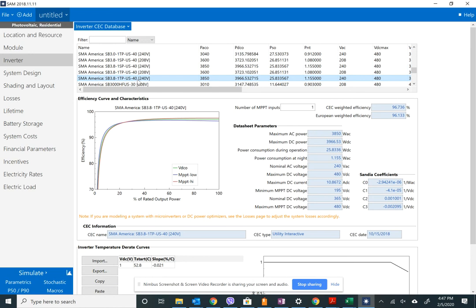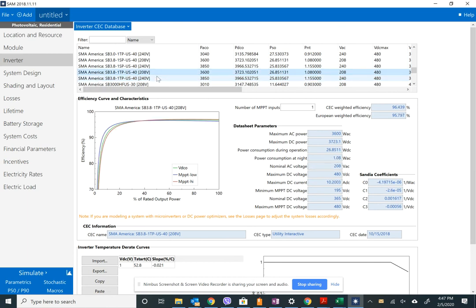Uh-huh. That's it. The reason that this has to be so specific is these parameters right here, they do change. So it's SB 3.8-1 TP US 40, 240 volts. I'm not sure what changes with the TP and the SP. The letters. Yeah. She's got you there. On a roll today.